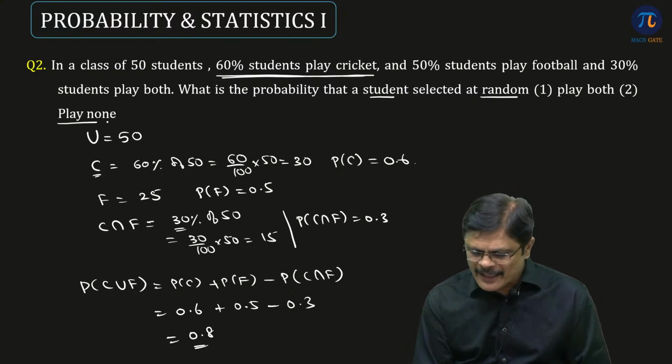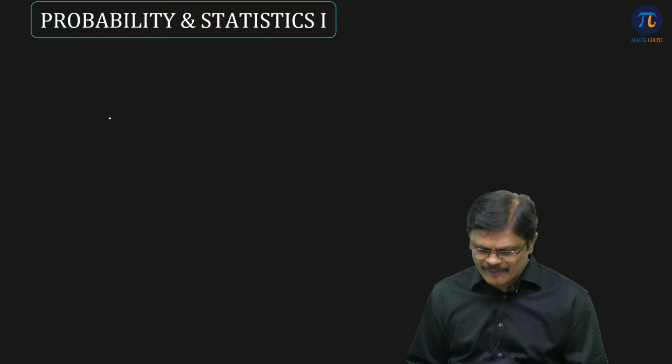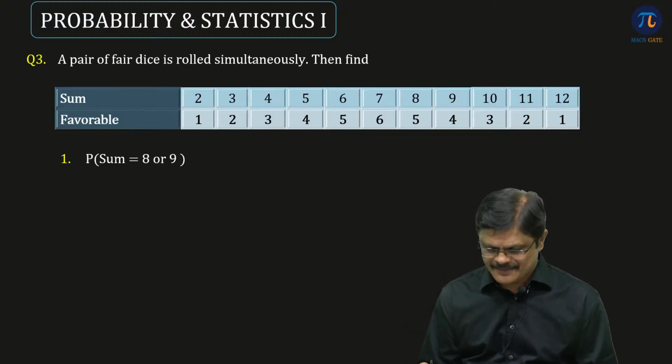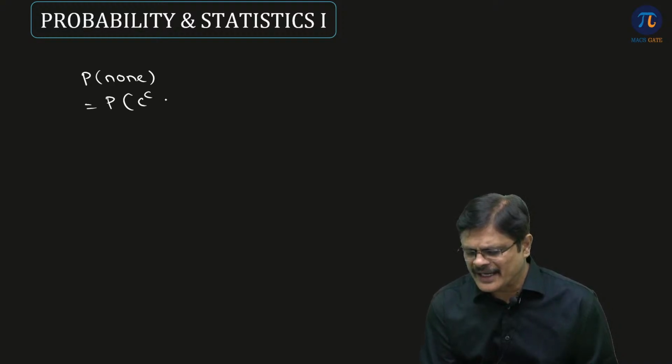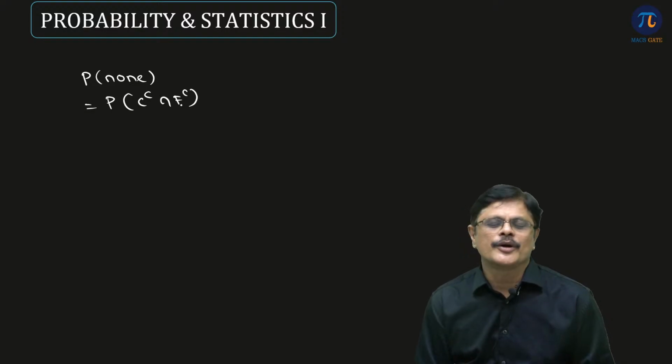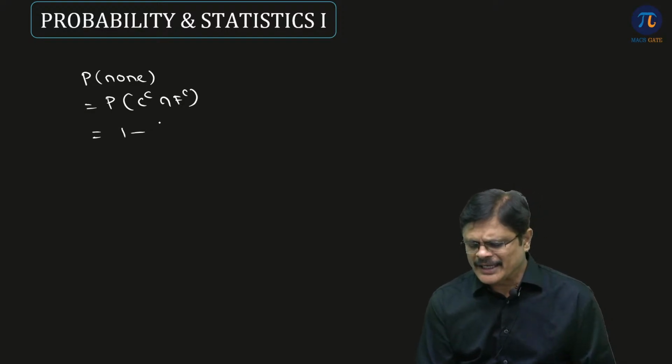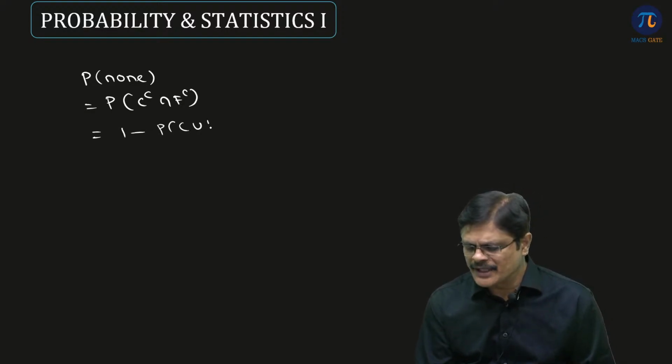Now, how many of them play none of the games? What do you mean by none? They don't play cricket and they don't play football. So you can write it as 1 minus probability of C union F. So what is it? 1 minus 0.8, which is 0.2.